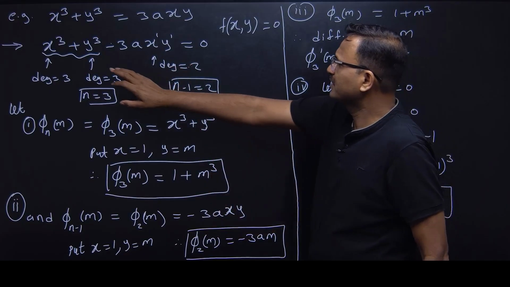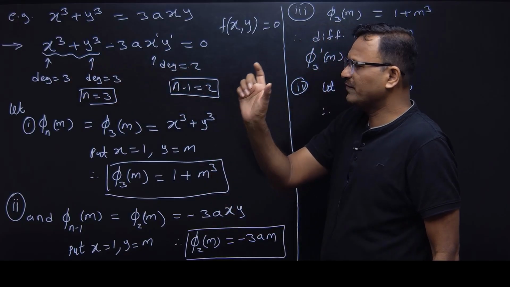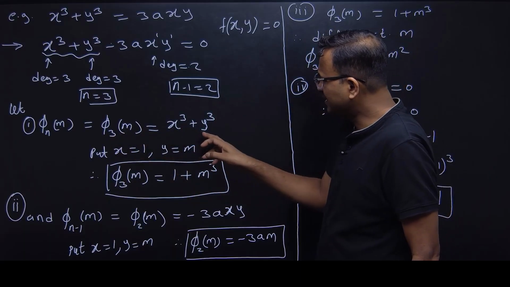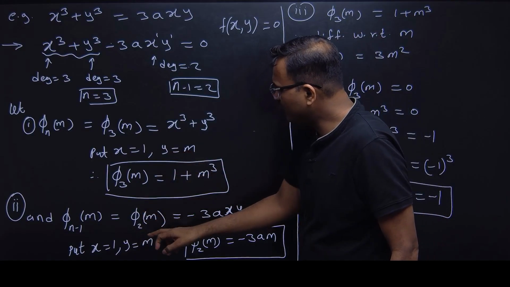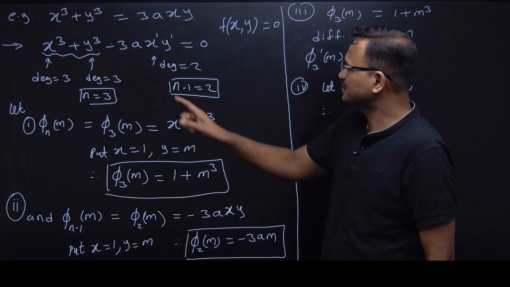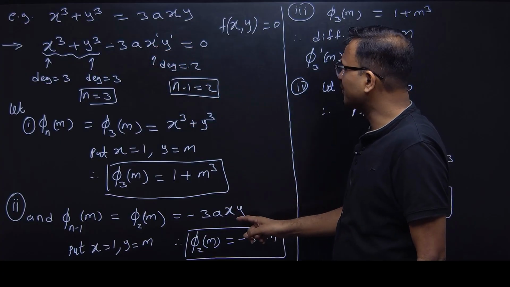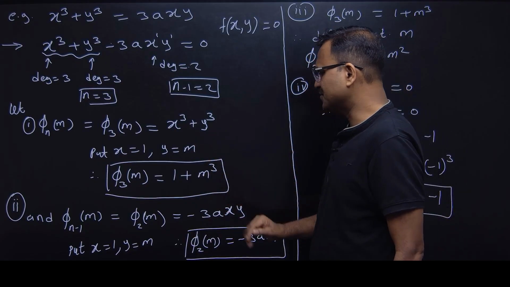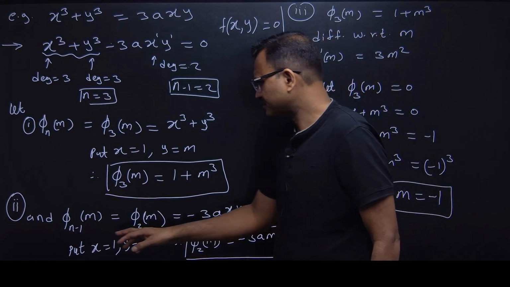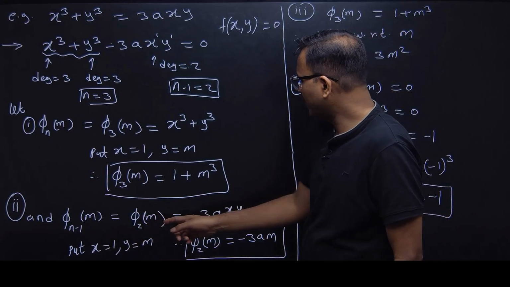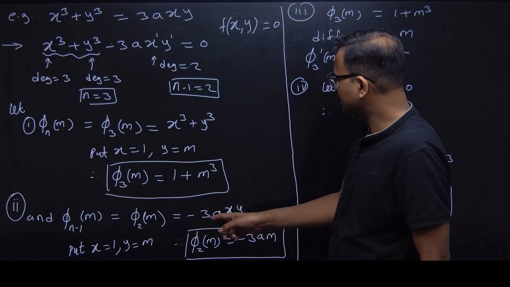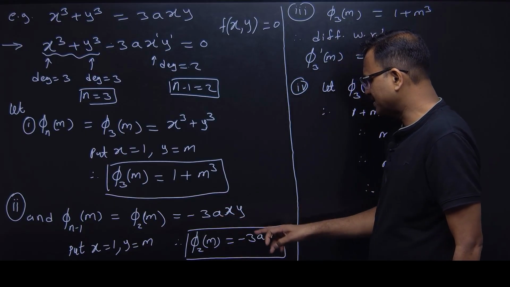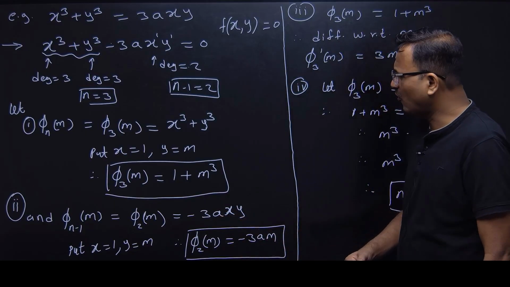Here, there is a term of x cube plus y cube which was the highest degree term, and then we label it as phi 3m. The next term that we have to take is phi 2m. We have to take a term of which degree is 2. Here 3xy is a term of degree 2. If that term was not there, if there was no term of degree 2, then we will have to take it as 0. Now in phi 2m, in this case, we know phi 2m is minus 3xy. Again in that we put x is 1, y is m, so it becomes minus 3am. Remember, this is a working rule to find oblique asymptote.